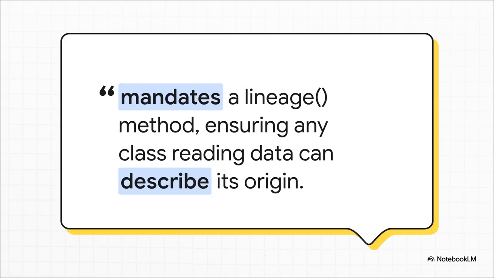And what's so brilliant about this is that the design itself forces you to have a lineage method. Just think about that for a second. You literally can't create a class to read data in the system without also defining how to track its origin. It builds best practices right into the code. Lineage isn't an afterthought. It's a requirement.